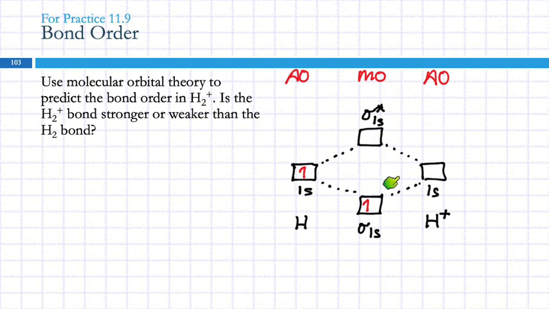So what is the bond order for this guy? Well, how many electrons are in bonding orbitals? 1. How many electrons are in anti-bonding orbitals? 0. And divide by 2. So this gives me a bond order of 1/2. The bond order for H2 was 1. This is 1/2. Is it weaker or stronger? It's weaker. Questions?